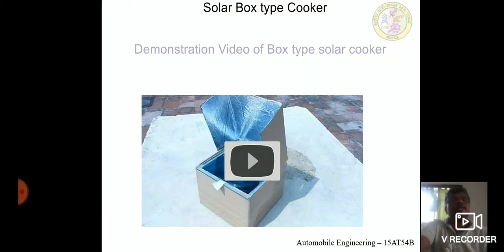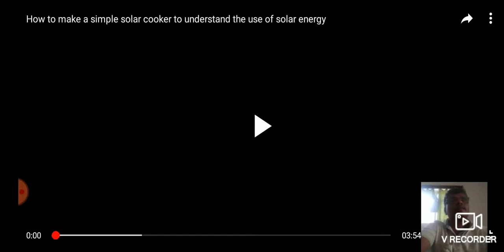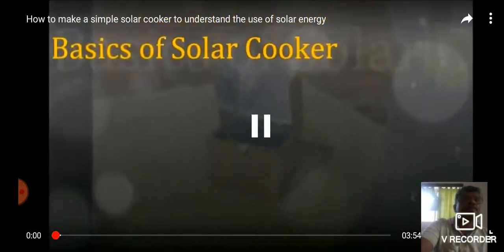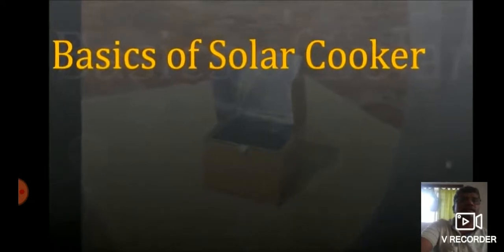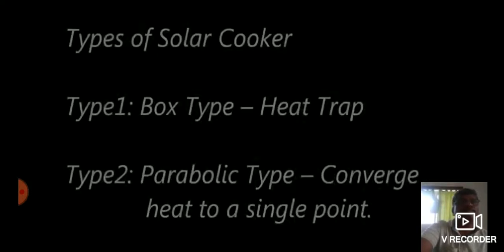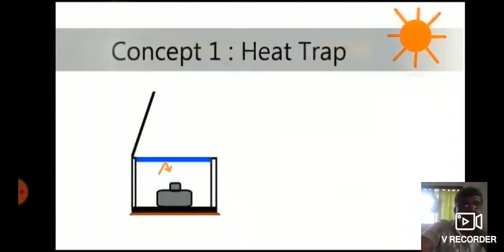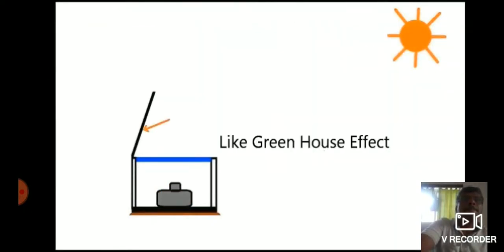Here you can see the working model. Hello there. We are going to discuss a solar cooker, and I will make one at home. A solar cooker is a device which uses sunlight directly to cook food without using any conventional fuel. There are two kinds. One is box type or heat trap type, another is parabolic type, which converts the heat to a single point. In a box type, the heat gets reflected by a reflector into a box and then gets trapped by the top glass like a greenhouse effect and heats up the cooking utensils.